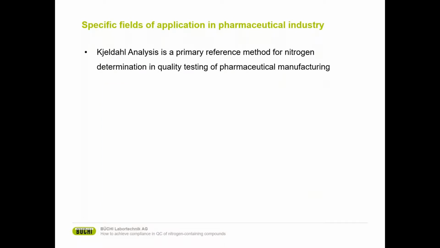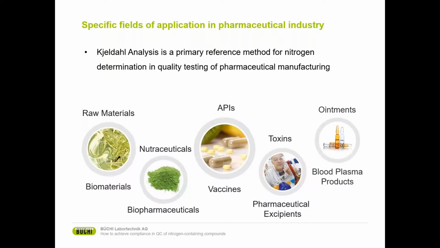Now you might ask yourself, what are the specific fields of application in the pharmaceutical industry? Kjeldahl analysis is a primary reference method for nitrogen determination in quality testing of pharmaceutical manufacturing. The fields of application include raw materials, nutraceuticals, APIs, excipients, and blood plasma products, for instance, and vaccines. The field of application is really independent from this; it just has to contain nitrogen in its chemical structure. So these are all the possible fields of application that you may encounter for the Kjeldahl method.